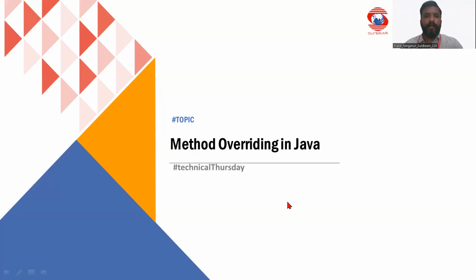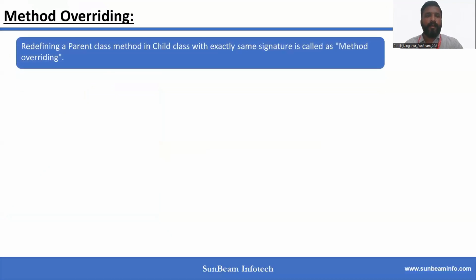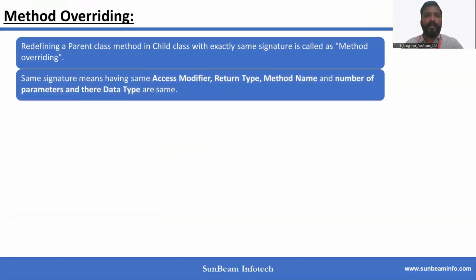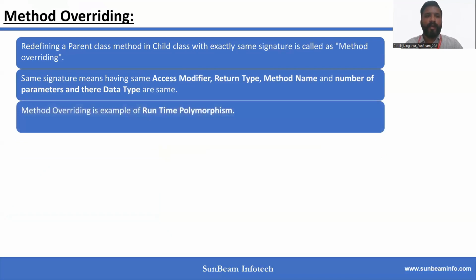Hello, in this video, we'll talk about method overriding in Java. Method overriding is nothing but implementing a parent class method inside a child class with exactly the same signature. Same signature means the child class method must have the same access modifier, same return type, same method name, and the number of parameters and their data types should be the same as in the parent class. Method overriding is an example of runtime polymorphism.